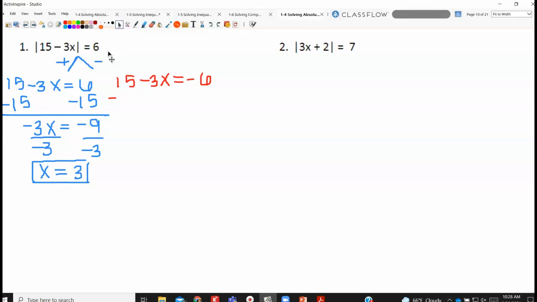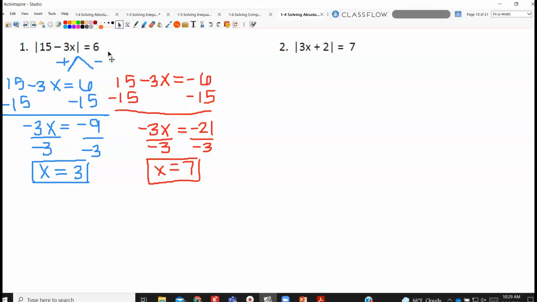On the right, in red, you're going to subtract 15. We get negative 3x equals negative 21. Divide both sides by negative 3. And we get x equals 7.